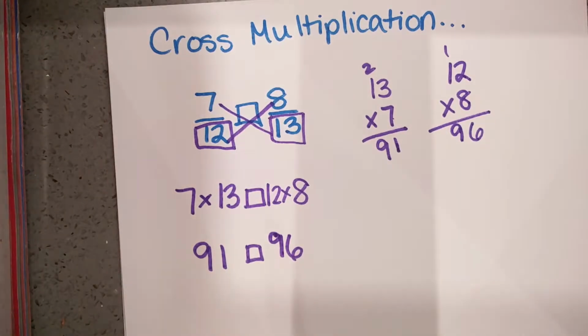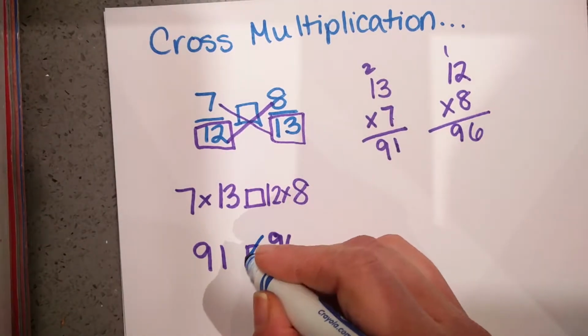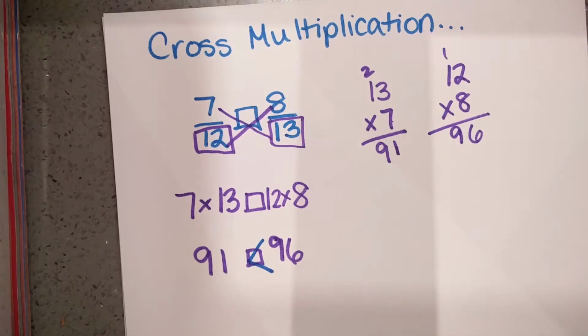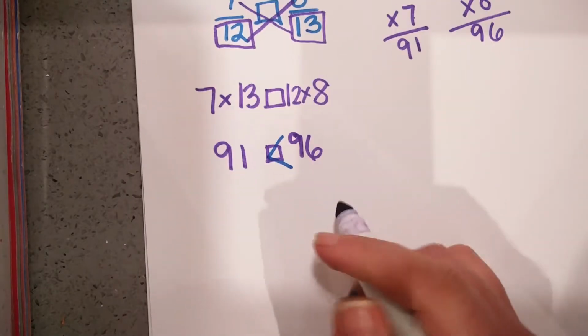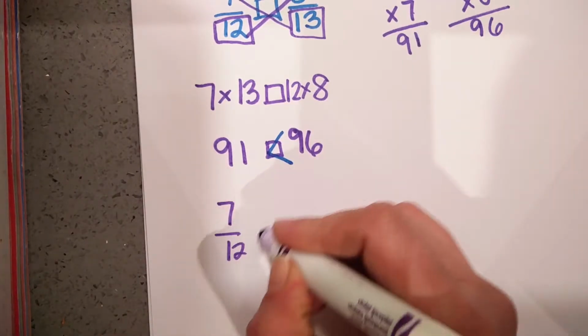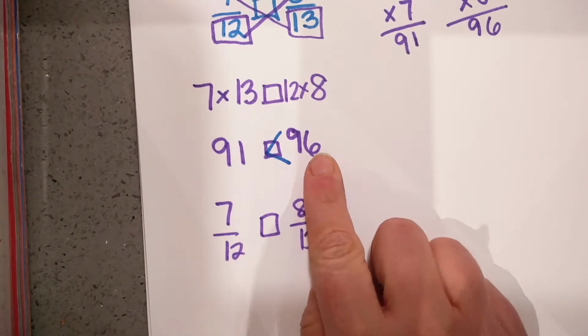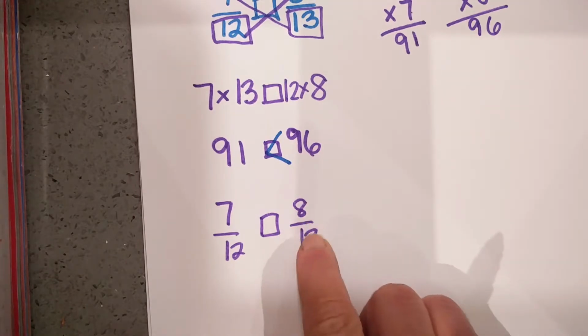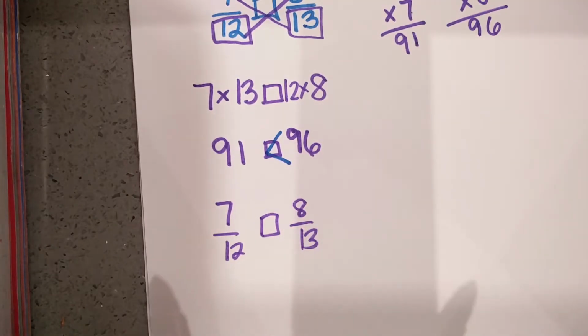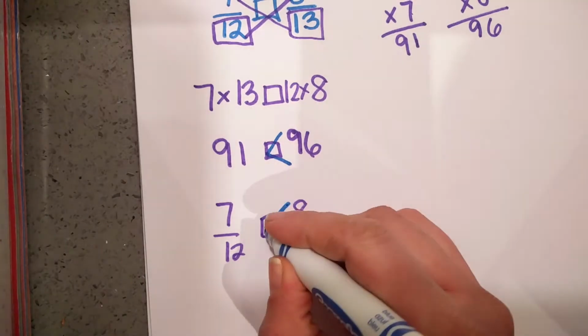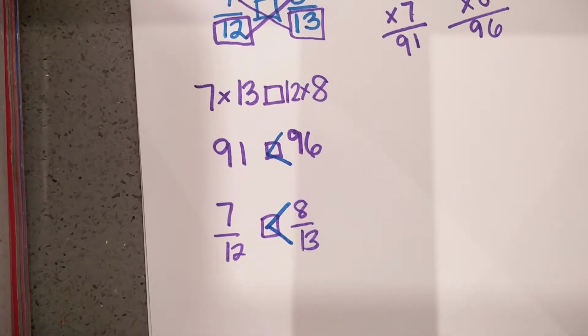Now I can easily compare the two. I'm just looking at that. I know that 96 is greater than 91. So now I can look at 7 over 12, and I had 8 over 13. Because I had 96 on that side, that tells me that 8 over 13 is greater, is a bigger amount than 7 over 12. So I'm just going to write my comparison that way.